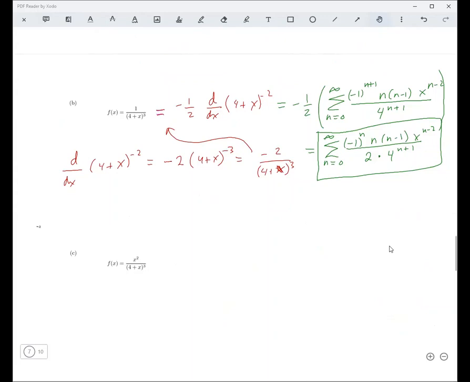And then this last one. Wait, for part B, would the radius of convergence be the same as the one for part A? Oh yeah, I'm sorry. Yeah, the radius is still 4. Okay. Because you're just taking the derivative. So the radius of convergence is 4. Okay, and then for part C, okay, this is because the derivative doesn't change.